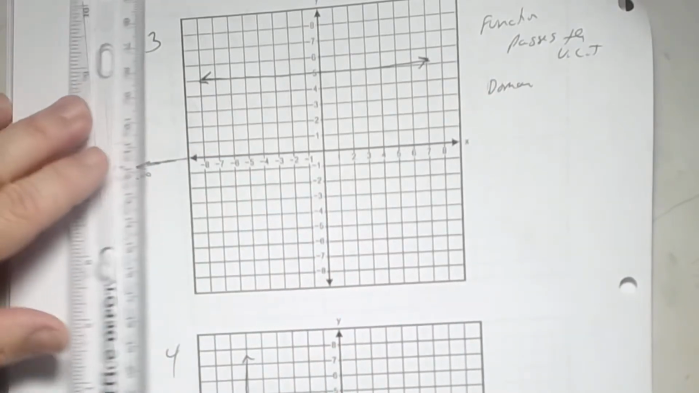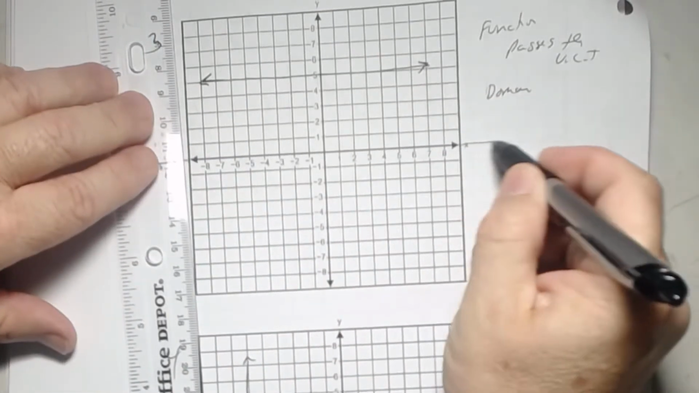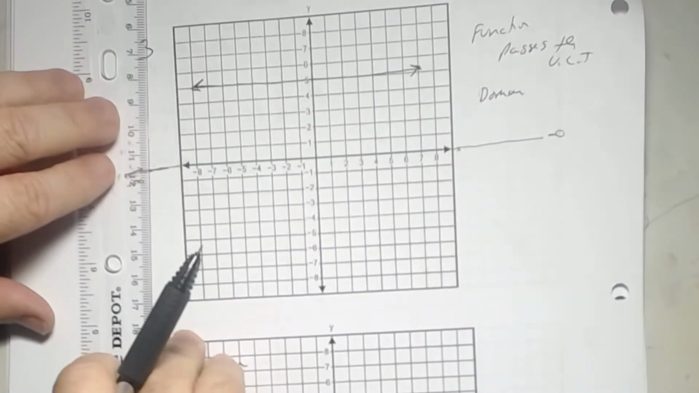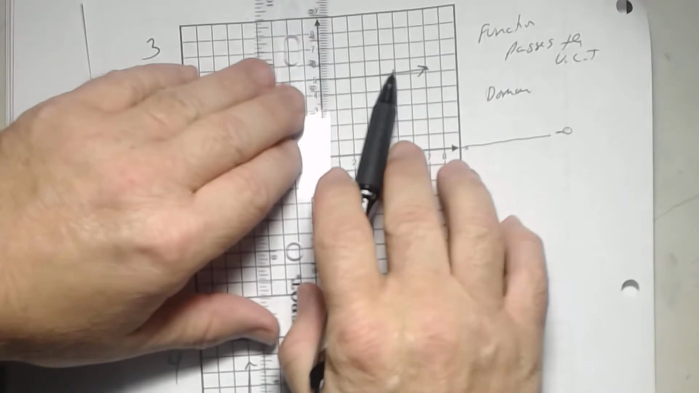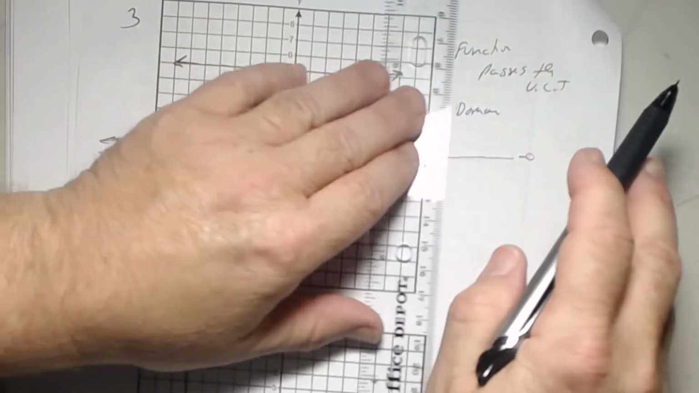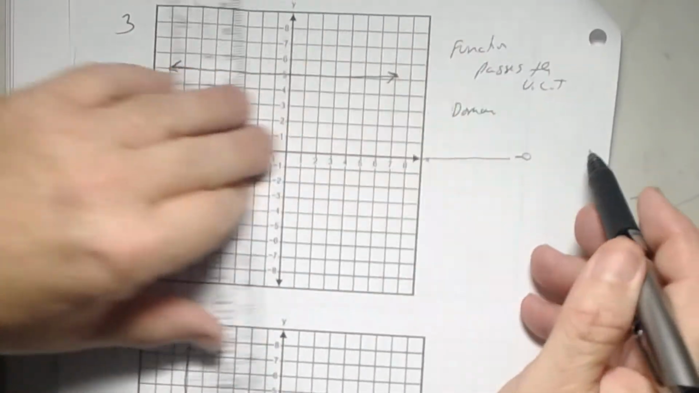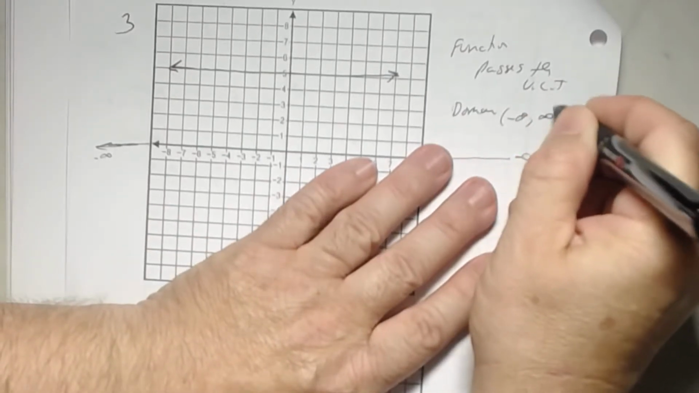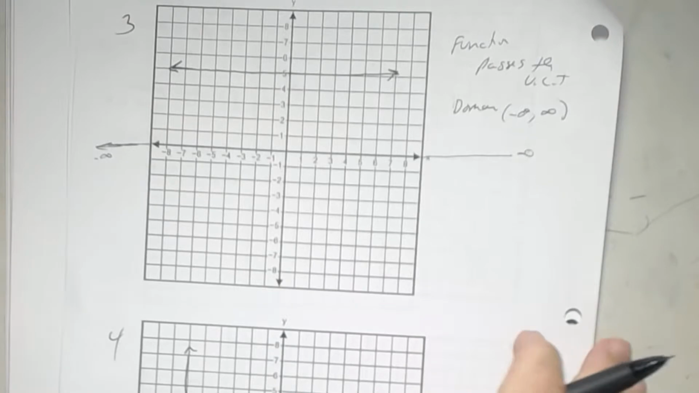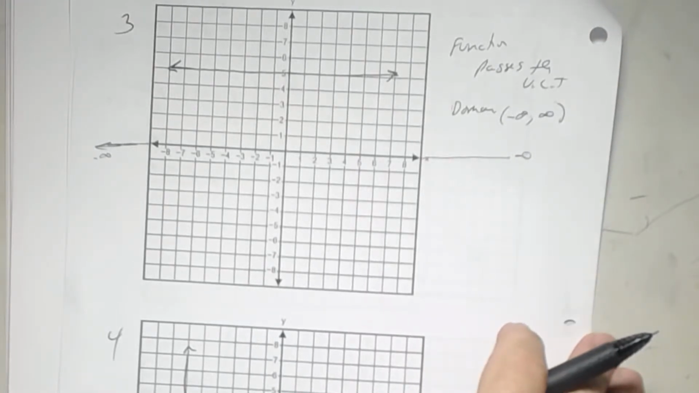So I'm going from negative infinity and just extend this to infinity. I'm touching the graph all along here, all the way to what? Does it stop anywhere? Nope. Keeps on going all the way to infinity. So negative infinity to infinity with parentheses, right? That's your domain.